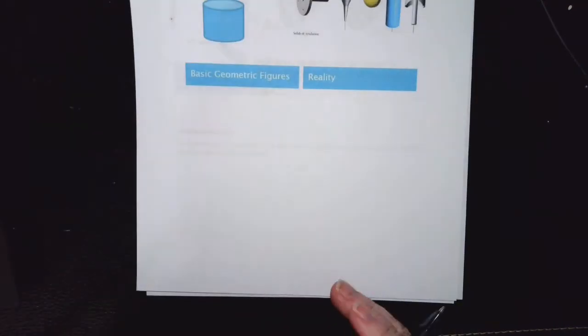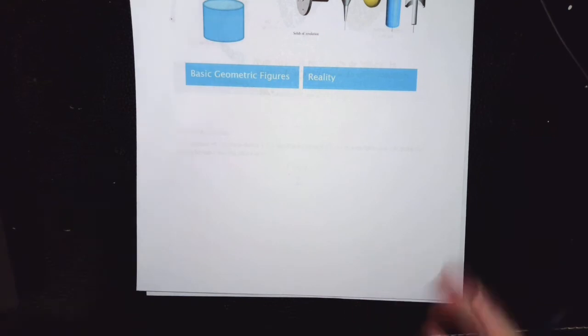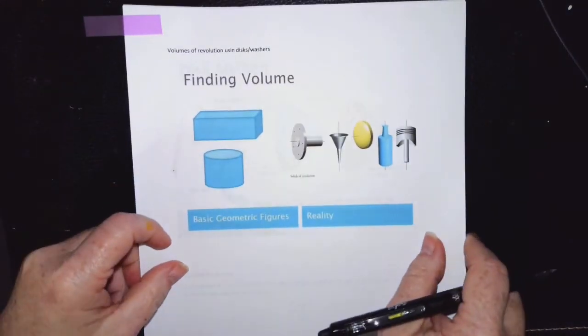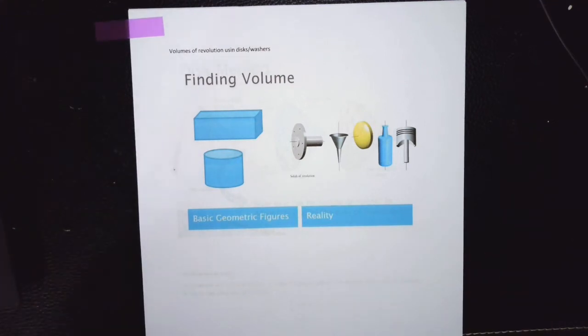All right. Well, then today we're going to talk about another application of integration. Specifically, we're going to find volumes of solids of revolution. This chapter is just the coolest stuff. I mean, the areas are really cool, but volumes of revolution are also really nifty.